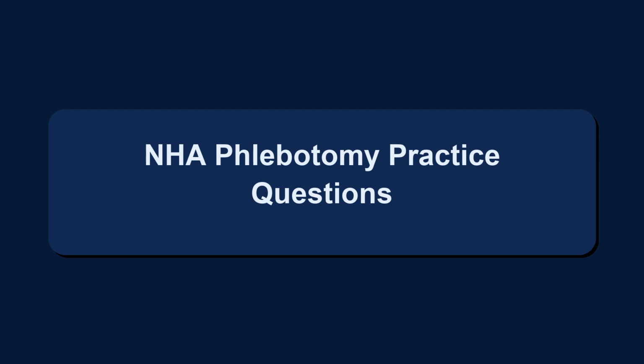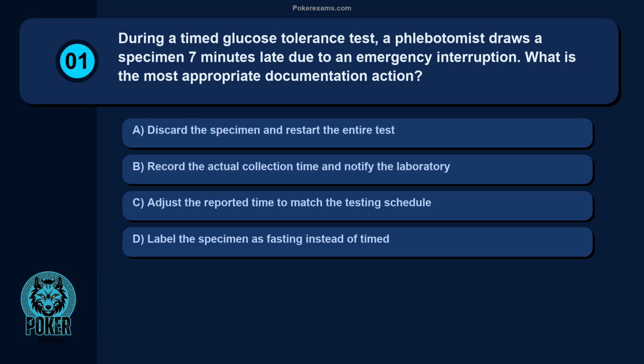NHA Phlebotomy practice questions. Question 1. During a timed glucose tolerance test, a phlebotomist draws a specimen 7 minutes late due to an emergency interruption. What is the most appropriate documentation action?